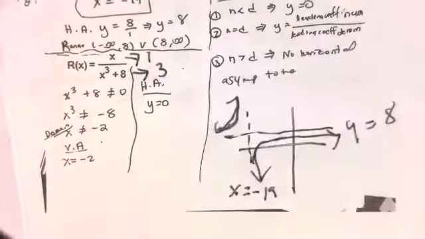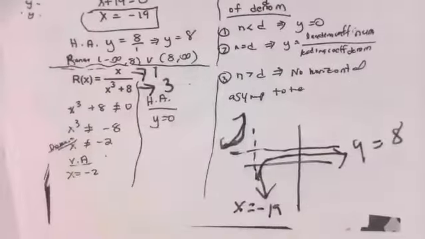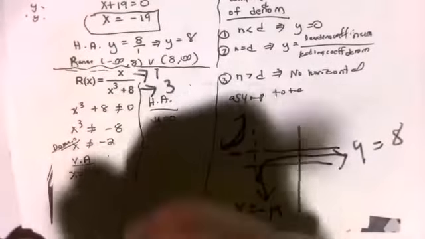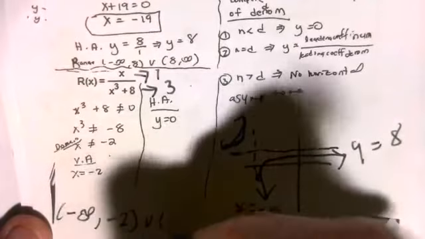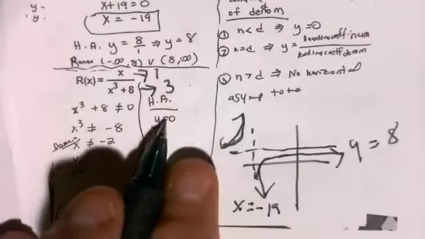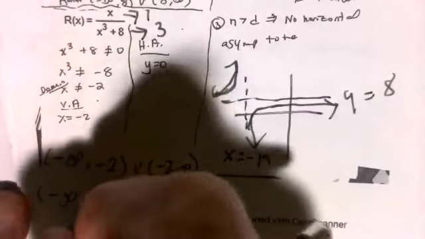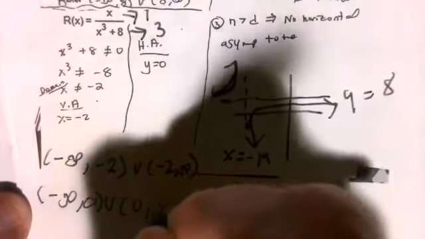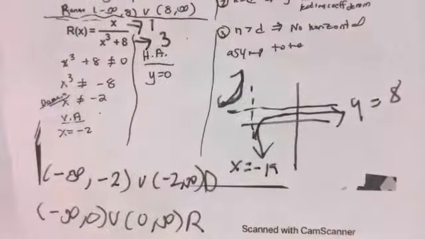And what else were they asking for? The domain. So the domain would be x can't be negative 2. So it would be from negative infinity to negative 2 unioned with negative 2 to infinity. And then the range, since y can't be 0, it would be from negative infinity to 0 union with 0 to infinity. So that would be the range, and this would be the domain for that problem right there.